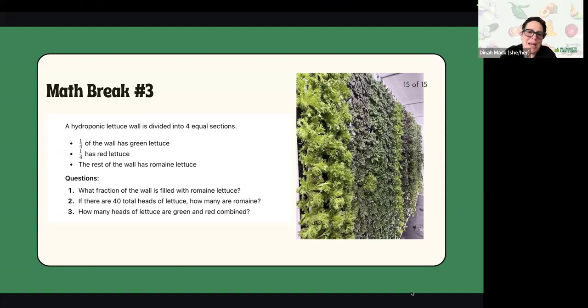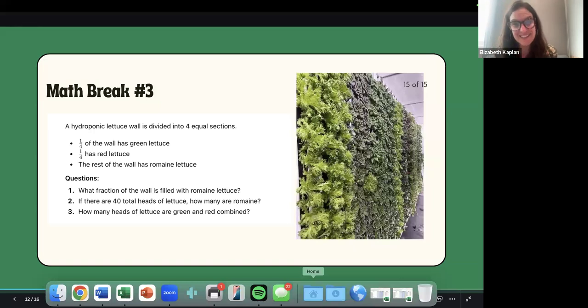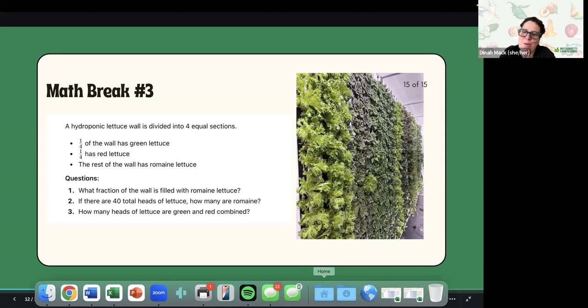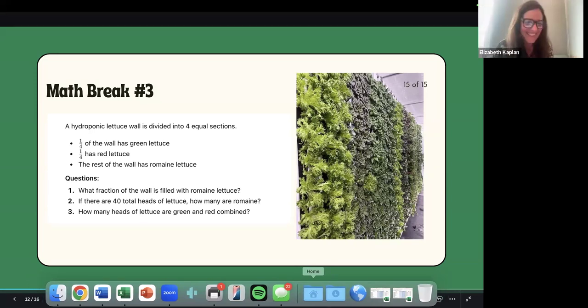Elizabeth Kaplan. What do you mean? How many heads of lettuce are green and red combined? It's like a hybrid red-green lettuce? Nope. So we have a quarter. Great. Thank you for asking that clarifying question. So a quarter of the wall is green and a quarter has red. So how many heads are red and green combined? Got it. Okay. Great question. I like your thinking. I went from really open-ended math to work with fractions. I apologize, everybody.